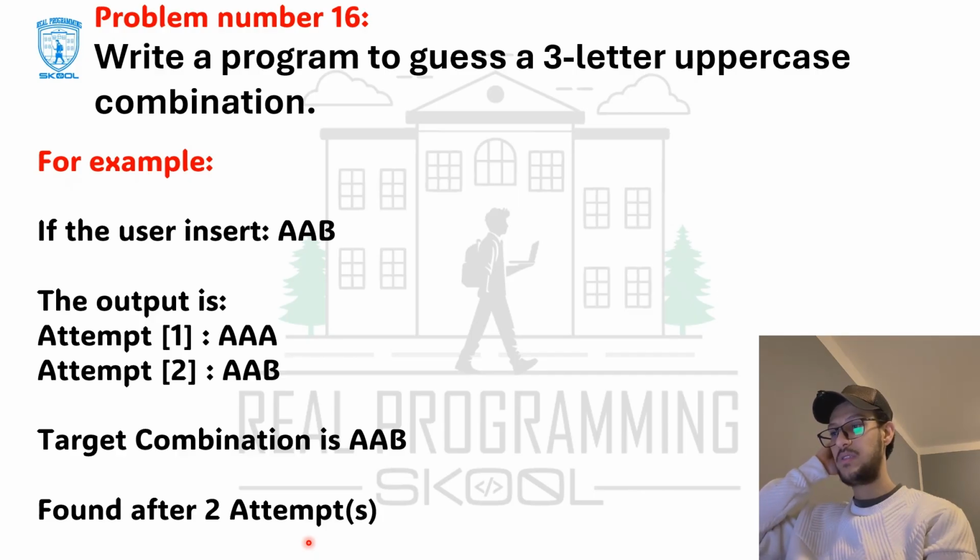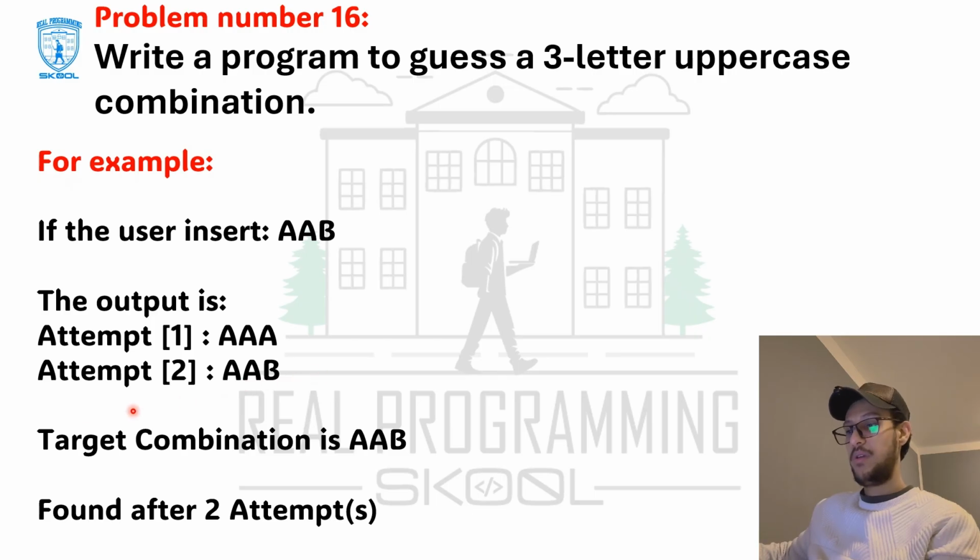Today we have problem number 16. Write a program to guess a three-letter uppercase combination. For example, if the user inserts AAP, the output should be attempt 1 AAA, attempt 2 AAP. Target combination is AAP, that's correct because we insert as the user AAP and found it after 2 attempts. That's correct because AAP is attempt number 2.